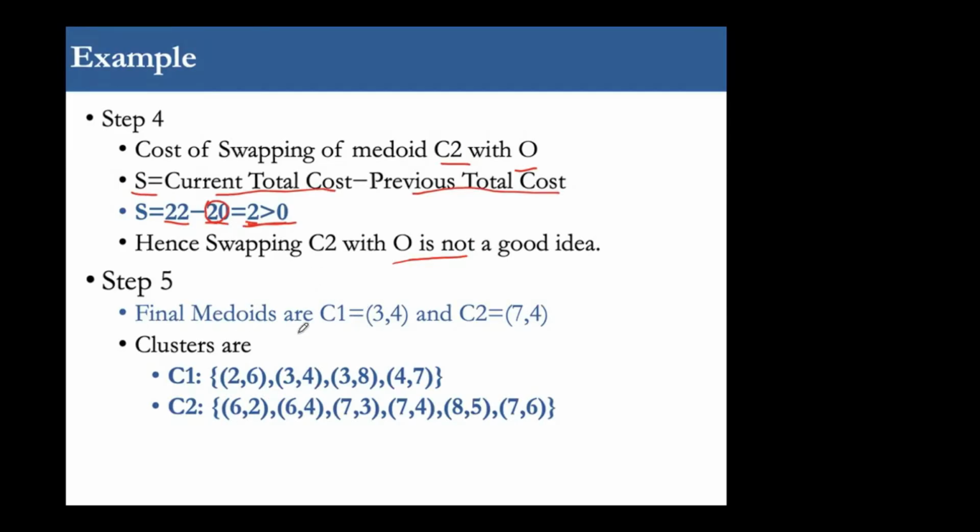So the final output we get is the medoid values. What are the medoid values? C1 is equal to 3, 4 and C2 is equal to 7, 4, because the swap with 7, 3 led to a worse cost. That's why we are selecting the second medoid as 7, 4. So what are the clusters? The first 4 data points are in the first cluster and the remaining data points in the second cluster. We got the output as the medoids as well as the clusters. This is all about the K-Medoids clustering algorithm. Thank you.